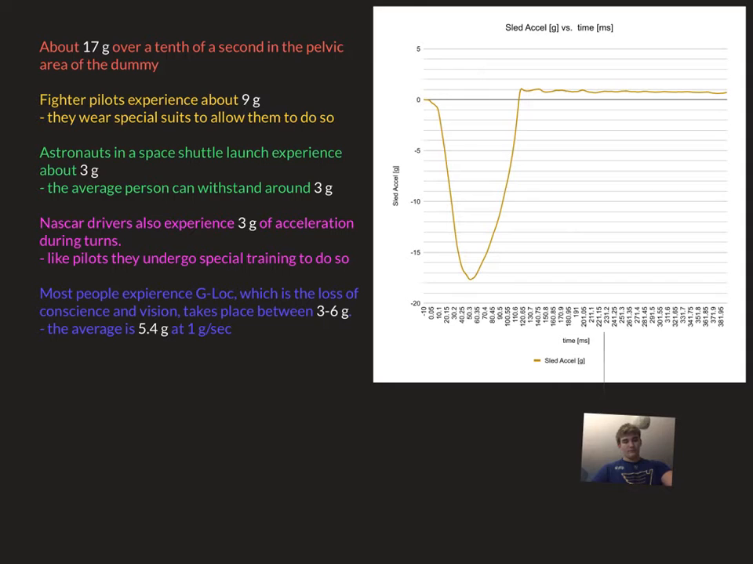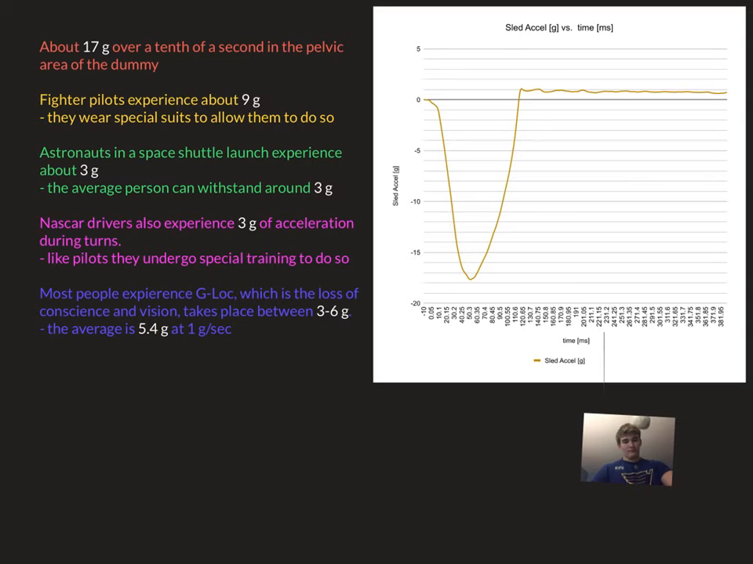Though you will notice an increased amount of weight. At 3 G's, a person who weighs about 100 pounds, say, obviously no astronauts weigh 100 pounds, you're not sending 100-pound people to Mars, but a 100-pound person at 3 G's is going to feel like they weigh 300 pounds. So obviously, it's a very large increase in the feeling of weight. Now, NASCAR drivers also experience that same amount, 3 G's, and they experience this during turns.